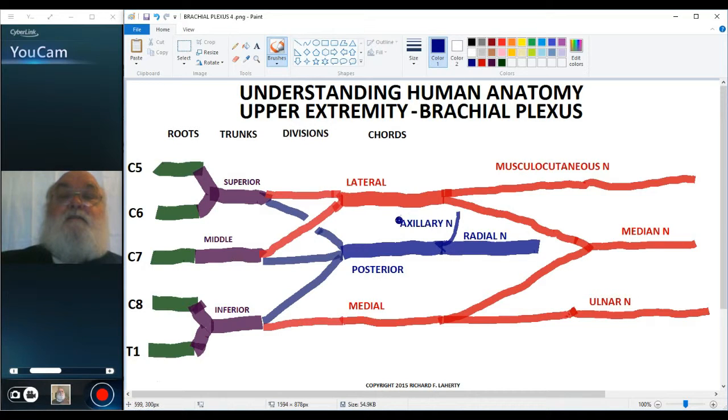Then the lateral cord divides into 2. One of those branches is the musculocutaneous nerve. The medial cord divides into 2. One of those is the ulnar nerve. The branch from the lateral meets a branch from the medial. Where they come together, they form a third nerve, the median nerve. The posterior cord divides into 2, a rather large radial nerve and a much smaller axillary nerve.